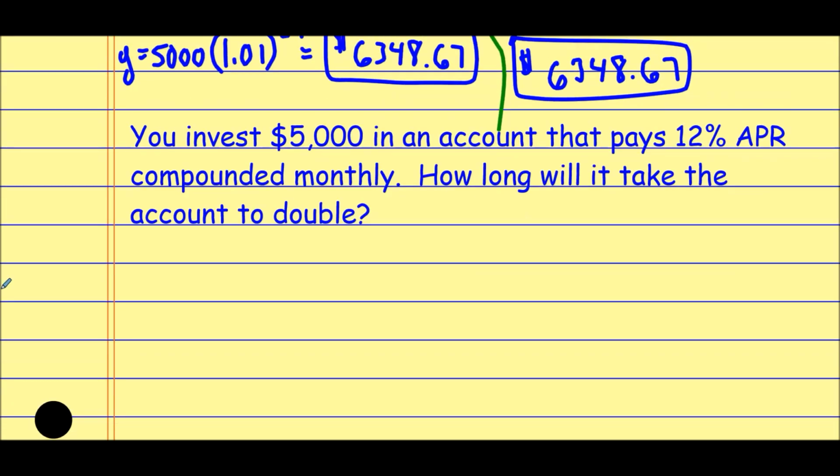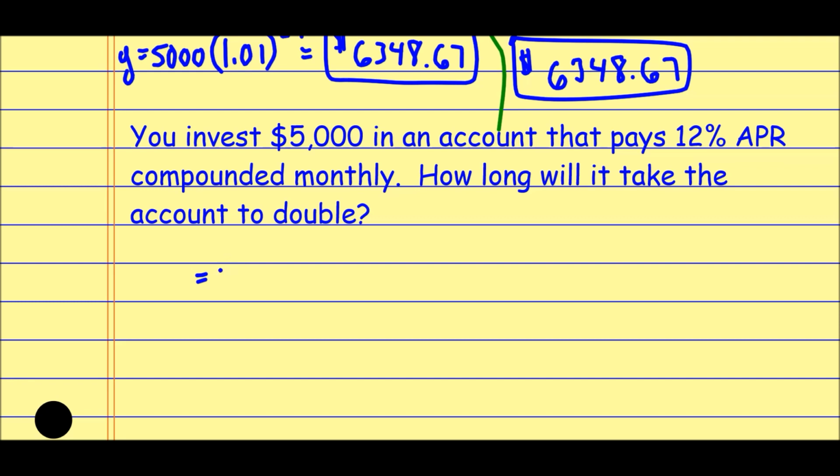This one, same kind of thing. You invest $5,000 in an account that pays 12% APR compounded monthly. How long will it take the account to double? This is the same example, except this time, instead of figuring out how much I'm going to have after a certain amount of time, I'm given the amount that I want, and I have to solve for time. Okay, so I'm going to use that second formula because I think most of us are going to get in the habit of using that.